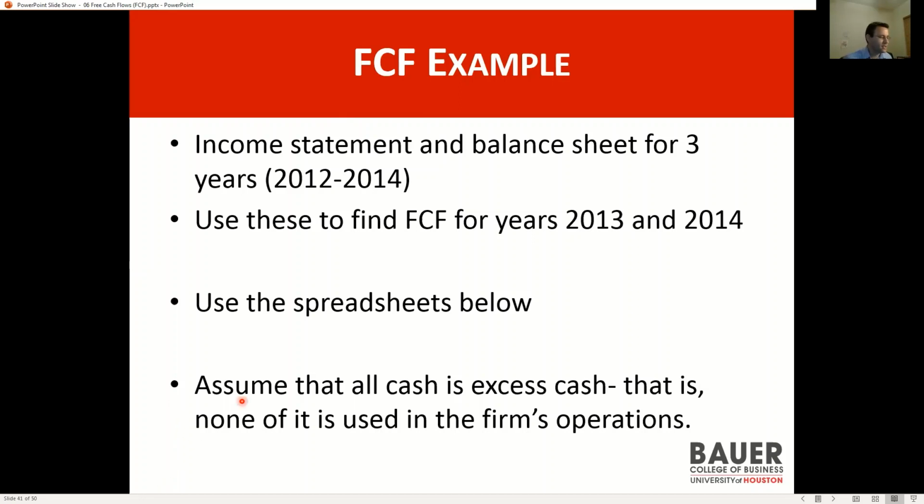This last bullet point is going to be important. We need to assume that all cash is excess. Free cash flows are getting the cash flows from the operations. This excess cash, we said, is not part of the operations. So in any kind of problem like this, we need to specify what's going on with cash. Is cash part of the operations or not? For the most part, we're going to assume that it is not, but you may have cases where it is, and then you would include it in the net working capital.